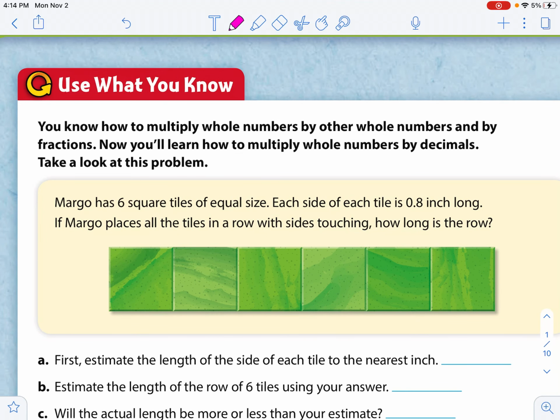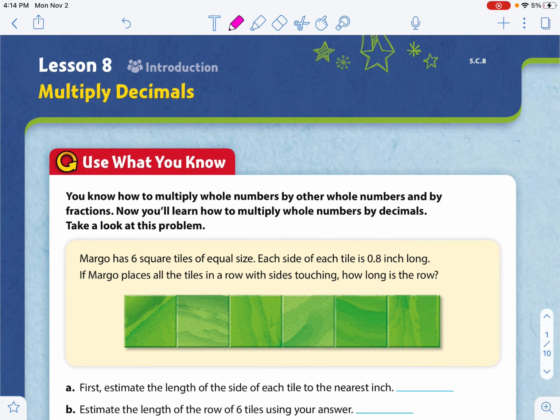Hey, fifth graders, we're going to tackle a brand new math lesson today. We are going to learn to multiply decimals. You'll be happy to know that multiplying decimals when we do it the old school way, or in other words, the way that your parents learned how to do it, is really not any different than multiplying whole numbers, which you already know how to do.